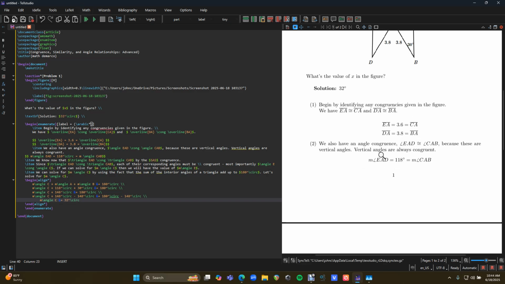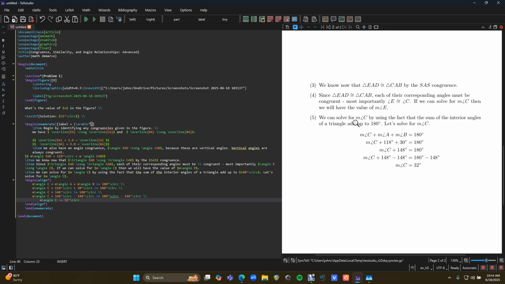How's it look? All right, beautiful. So we can solve for C by using the fact that the sum of the interior angles of the triangle add up to 180. Let's solve for the measure of angle C. The sums equal 180. We know those, we plug those in. We have the 148, we subtract by 148, and we get 32. So the measure of angle C.